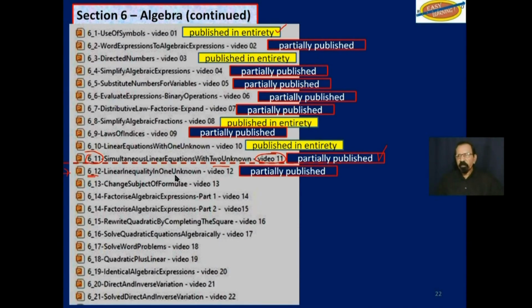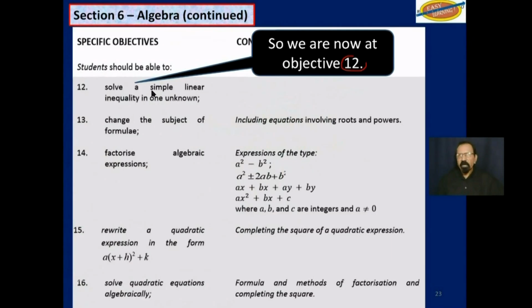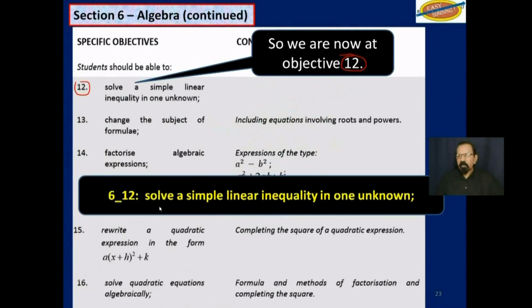When this video, video 12, is completed, it will only be partially published. So, objective 12, what does it say? It says, solve a simple linear inequality in one unknown.